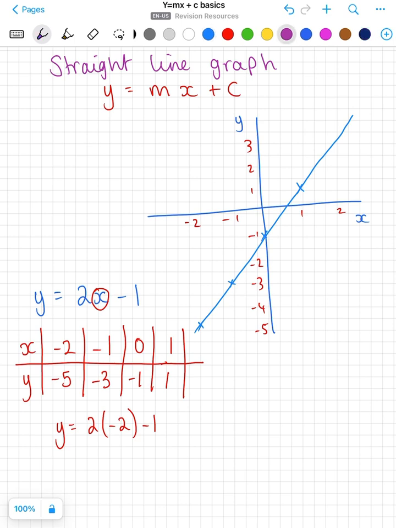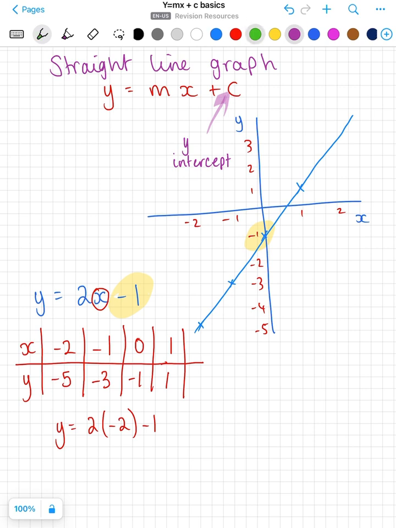Things that we can consider and what we can see. The first thing is that it crosses the y-axis at minus 1. And this is what we call the y-intercept. So for any straight line in the form of y equals mx plus c, our c represents the y-intercept. And the m here, in this case 2, represents the gradient of your line.